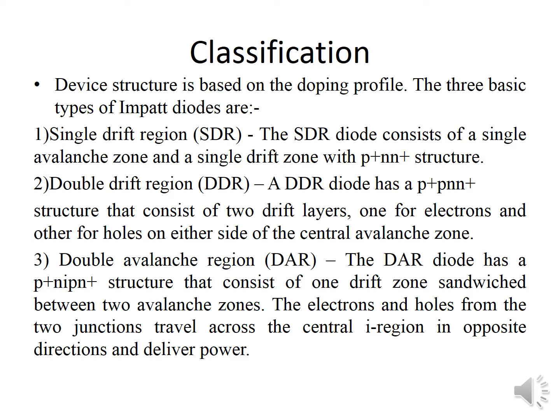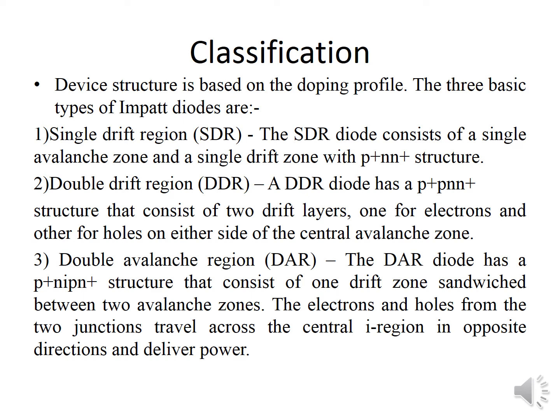Similarly, double drift region, that is DDR. DDR has a P plus P N N plus structure. So it will again have two drift layers, one consisting of electrons and another having holes, on either side of the avalanche zone, that is, a central avalanche zone with drift regions on both sides.